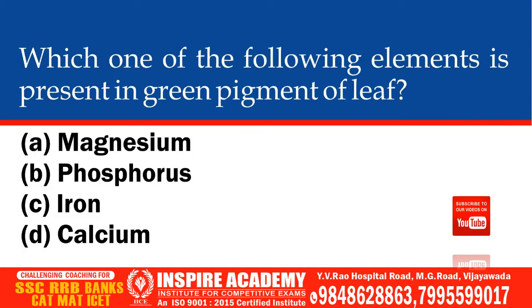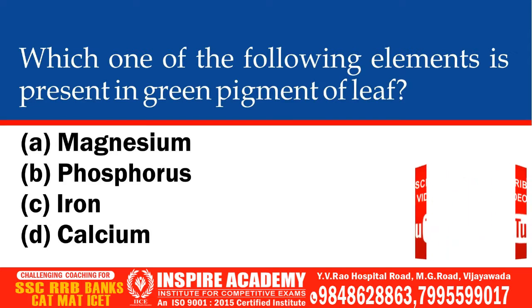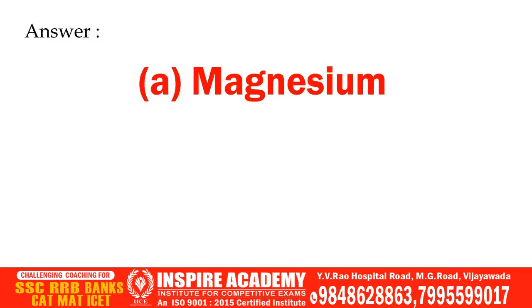Which of the following elements is present in green pigment of leaf? Magnesium, phosphorus, iron, calcium. And the correct option is magnesium.